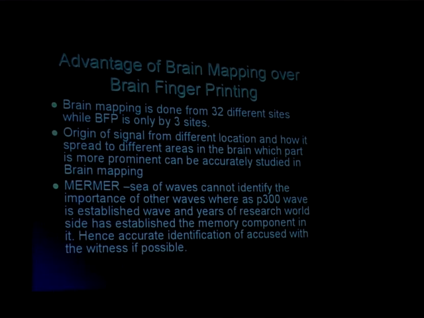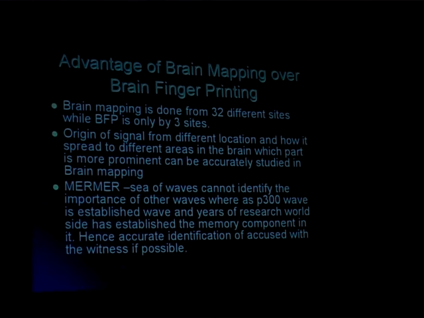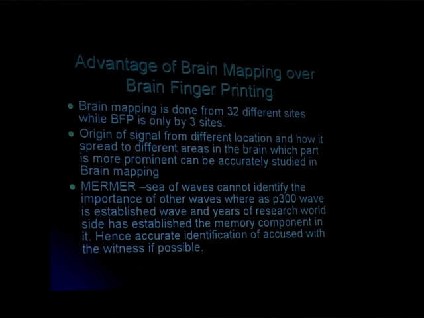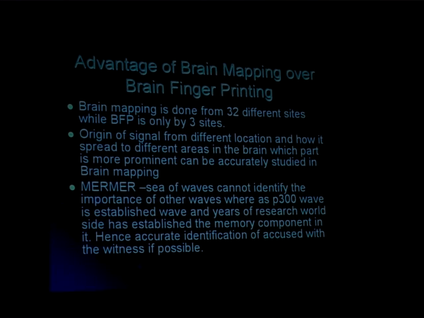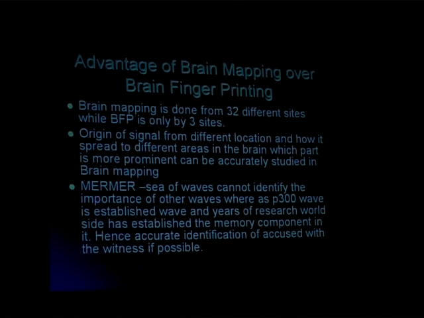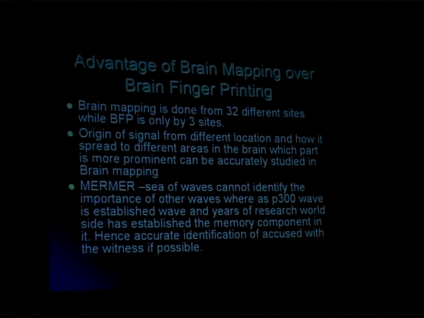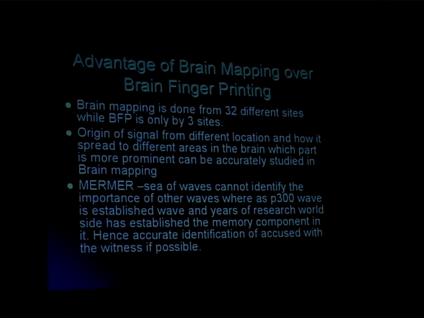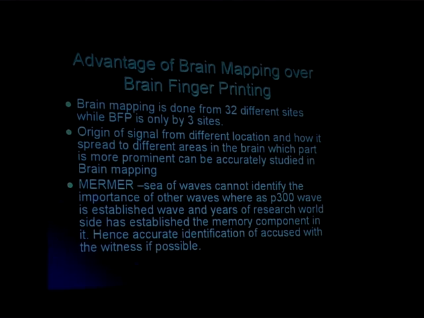The origin of the signal from different locations, how it spreads to different areas in the brain, which part is more prominent to the individual, which part is less prominent, can be accurately studied in brain mapping but not in brain fingerprinting. He says sea of waves, but he cannot identify the importance of other waves, whereas P300 is an established wave, and years of research have gone into it worldwide to establish that it is a memory component.